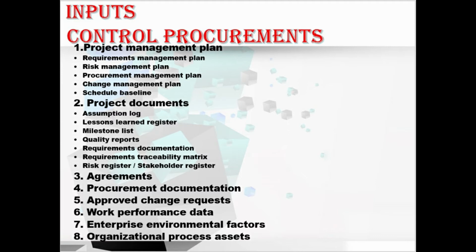Okay, moving to the next input, we have the enterprise environmental factors. It may include the contractual change control system, or it may include the market conditions, or it may include the financial management systems, or the accounts payable systems, or it may include the buying organization code of ethics. Okay, hope you understood about these EEFs also. Moving to the OPAs, organizational process assets input, which mainly includes the procurement policies. Okay, fine. Hope you understood about the inputs of the control procurements process.